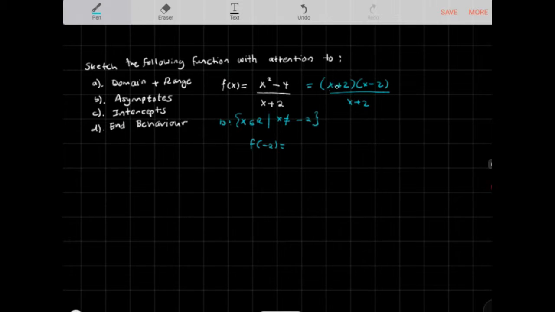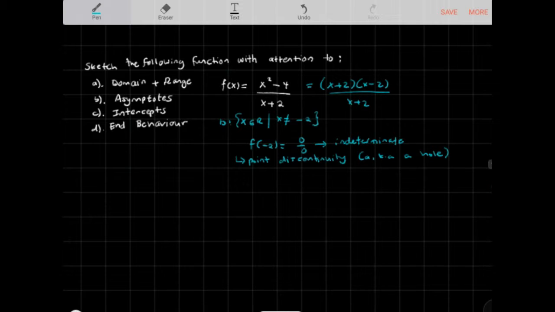And if x is negative 2, look what happens. We basically get negative 2 plus 2 here is 0, and negative 2 plus 2 here is 0. So we get 0 over 0. This does not represent a vertical asymptote. This is what we call an indeterminate state. And the indeterminate state represents something called a point discontinuity. So it's a missing point, and the point discontinuity is also known as a hole. Okay, so this is a missing point in the function.